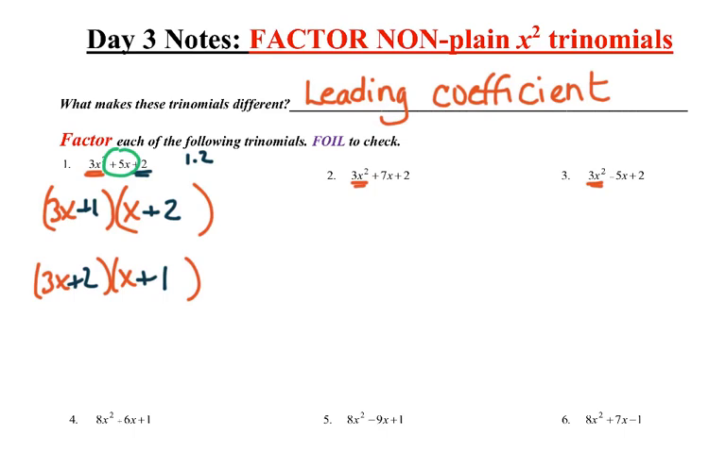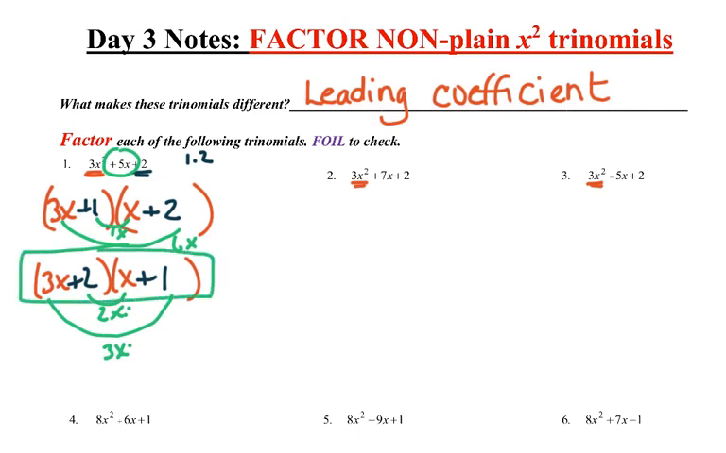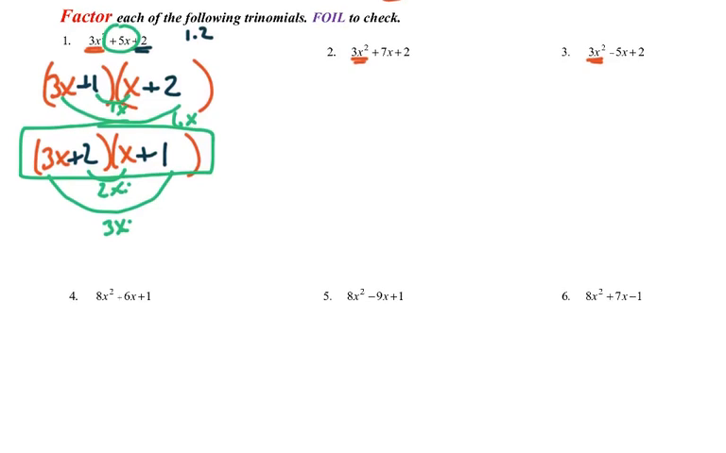So I'm going to have to, what I call, check my loops or check my outers and inners, which is just a shortcut way of checking the problem without redoing every first, outer, inner, and last. You're just kind of doing the outer and the inner. And you're saying which of these two combos has an outer and an inner term that add up to 5x. You're right, this one. 3x plus 2 and x plus 1 FOILs to 3x squared plus 5x plus 2.